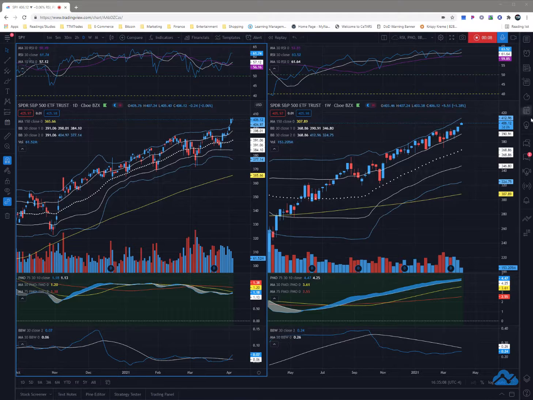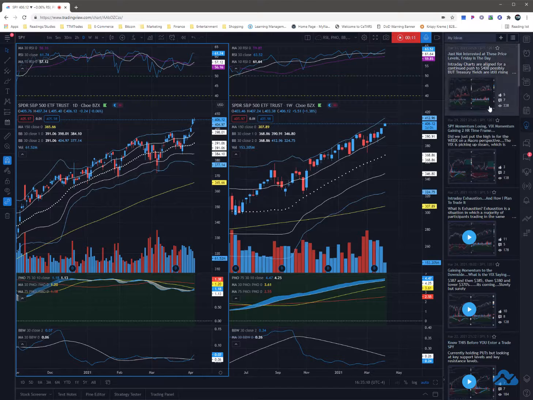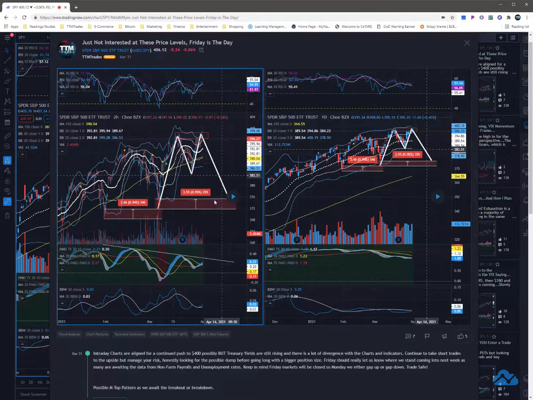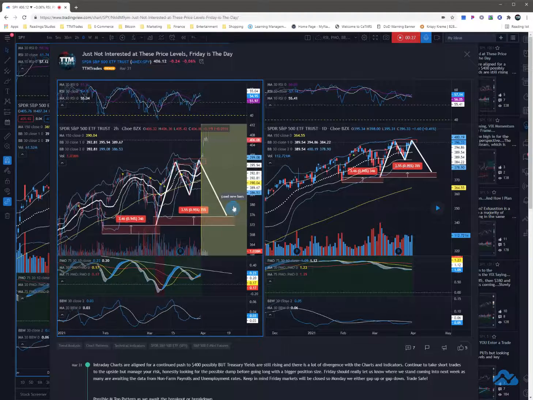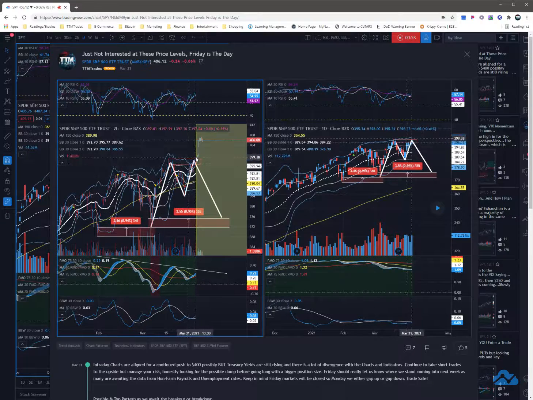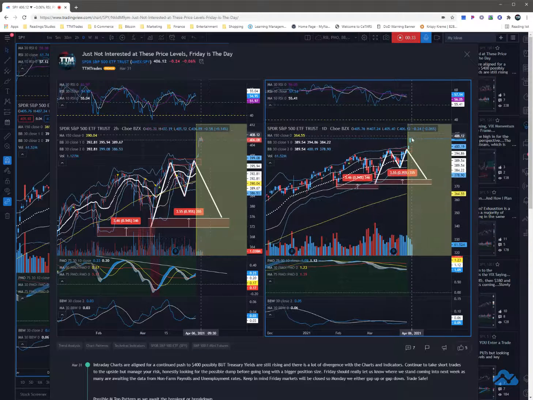My last post, I said I'm just not interested in these price levels. I said there is a strong possibility that we're going to push 400, but Treasury yields are rising, a lot of divergence, et cetera. And I thought we would get this M-top pattern here, but clearly it just completely ripped straight through that area and pretty much gapped up and went straight through.